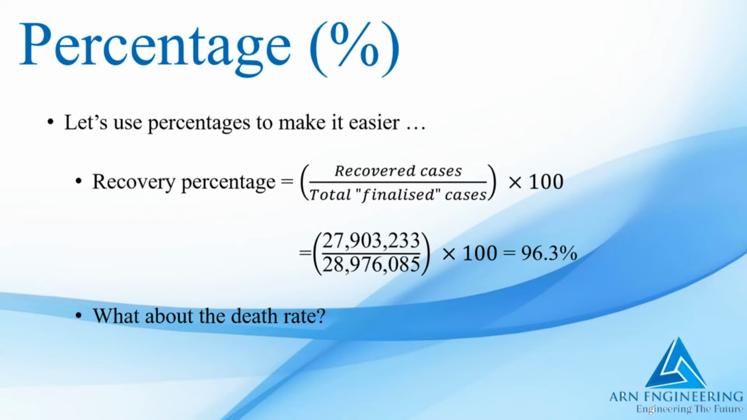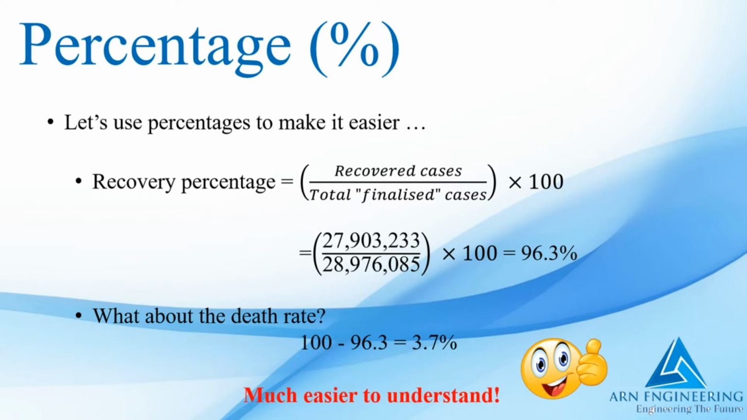Now, what if we want to find the death percentage or the death rate? Then it's very easy. We just subtract 96.3 from 100 and we get 3.7. So as you can see, this way of presenting the same data is so much easier to understand.